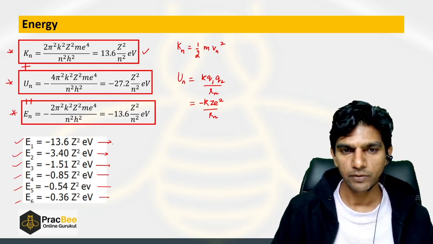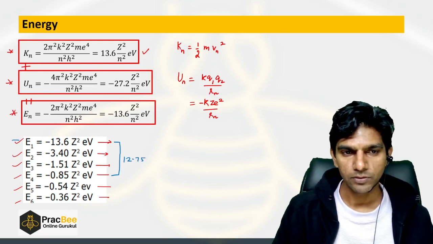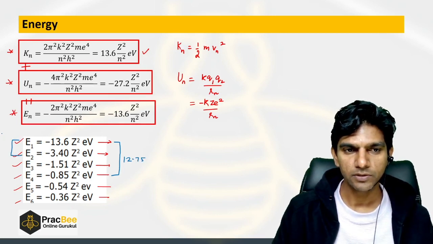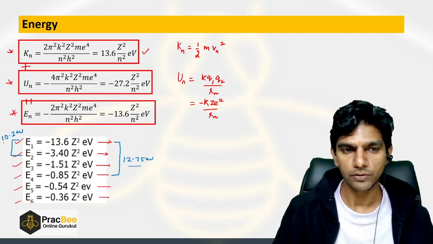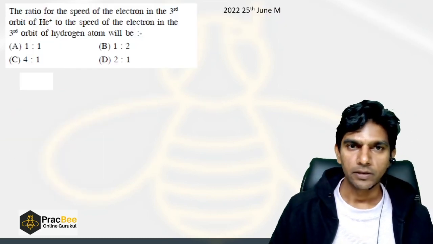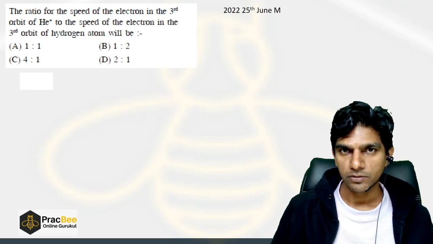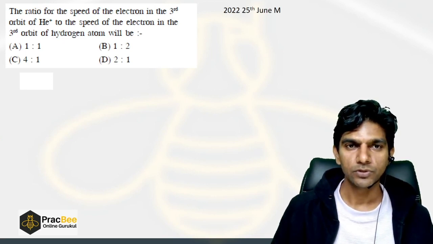For example, if I want to find the energy difference between the first and the fourth orbit, it comes out to be 12.75. If I take the difference of the first two energy levels, it comes out to be 10.2. You can remember these values for hydrogen, where Z will be 1. Now let us see some previous year's questions based on the concept that we have studied in Bohr's postulates.